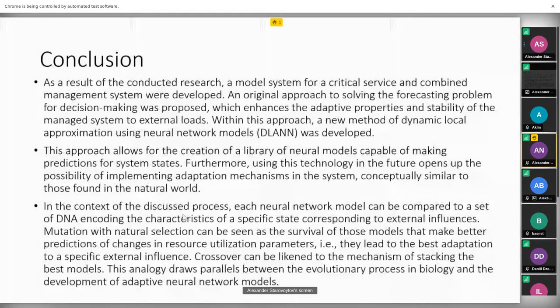In context of discussed process, each neural network model can be compared to the set of DNA, encoding the characteristic of specific state corresponding to external influence. Mutation with natural selection can be seen as survival of those models that make better predictions of changes in resource utilization parameters. So they lead to the best adaptation to a specific external influence. Crossover can be likened to the mechanism of stacking the best models. This analogy draws parallel between the evolutionary process in biology and the development of adaptive neural network models. So that's all. Thank you for your attention.